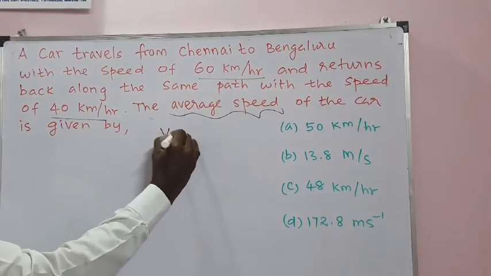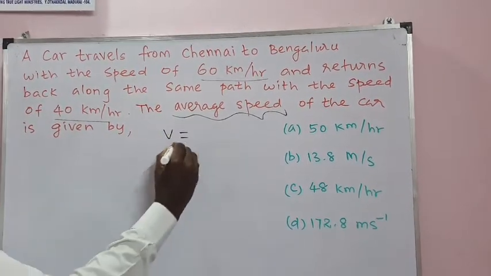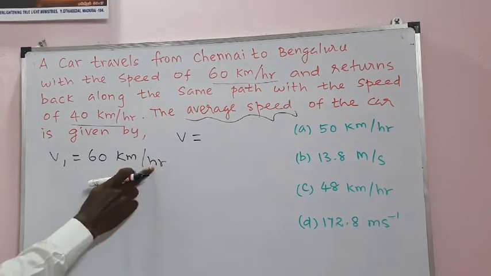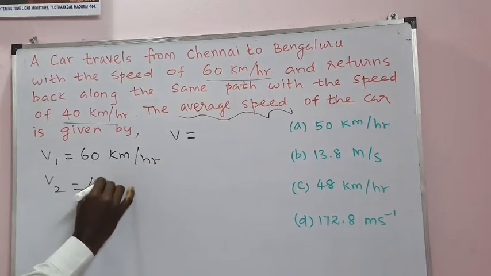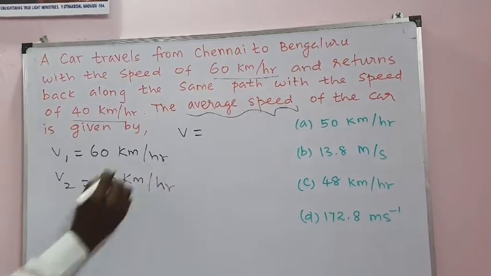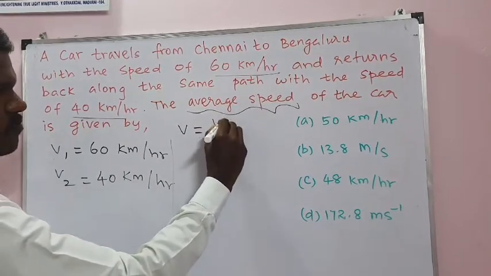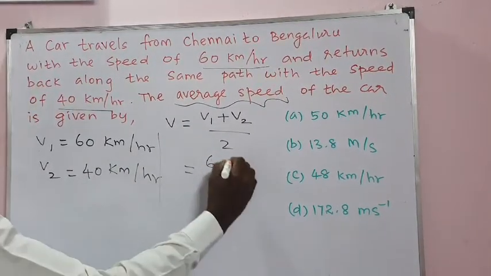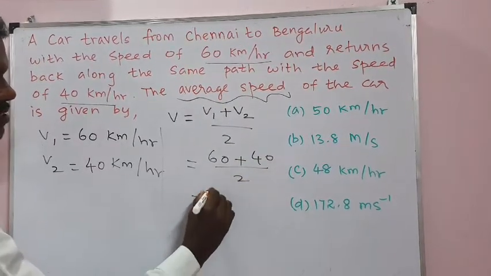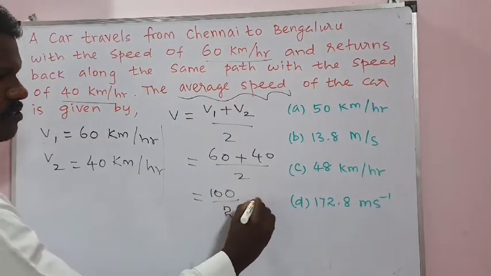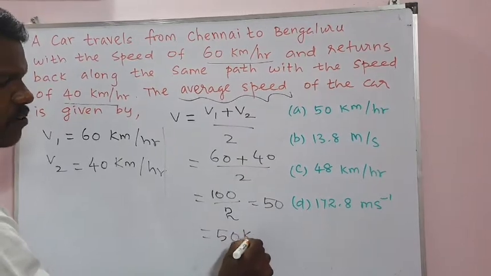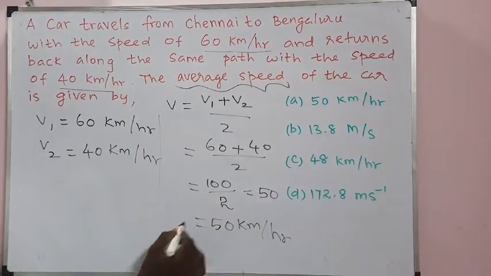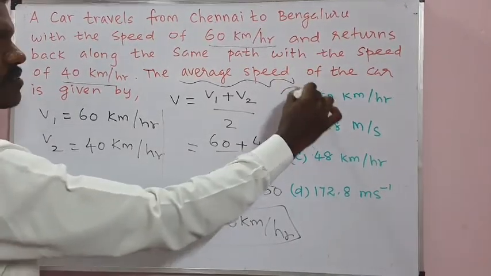So speed we can take as v, that is velocity. So v is equal to the average speed, meaning here two velocities, v1 60 km per hour and v2 40 km per hour. We have to derive what v is. So average means v1 plus v2 divided by 2. So here v1 is 60 km per hour plus 40, divided by 2. So that is 100 divided by 2. So that is 50. So the answer is 50 km per hour. This is the average speed of the car. So the option A is the correct answer.